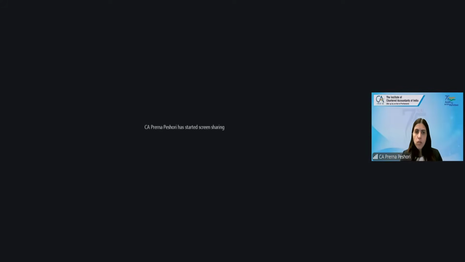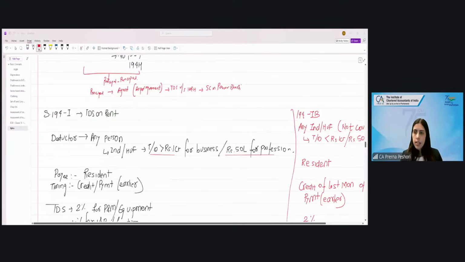194I, TDS on rent. Who is the deductor? Any person other than an individual or HUF, right? For an individual or HUF, again the same condition. What is the condition? That their turnover or gross receipts from the business should be more than 1 crore in the preceding financial year, or in the case of profession, it should be 50 lakh in the preceding financial year. Clear? Same condition. Now, what is the TDS rate? The TDS rate is 2% for plant and machinery, equipment, right? And 10% for land or building and furniture.